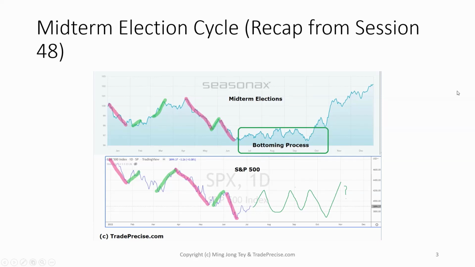If you still remember this chart, that's from session 48, just probably 5 weeks ago. That's the midterm election cycle. So far, I think this seasonality chart has been working very well, at least for all the swings for the first half of the year. So you can definitely see it right here. The first pane right here is the midterm election. And so far, I think we are probably still within the bottoming process.